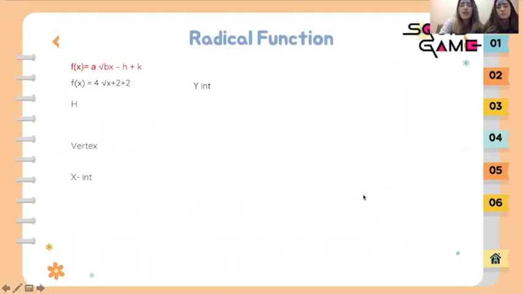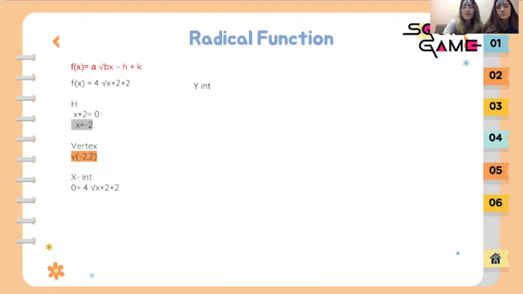So the third challenge is radical functions, whose form is a multiplied by the root of (bx minus h) plus k. That function is 4 multiplied by the root of (x plus 2) plus 2. To get our vertex, first we need to get h, which is the value inside the root equal to 0, which will be x equals minus 2, and our vertex will be (-2, 2), which is our k.